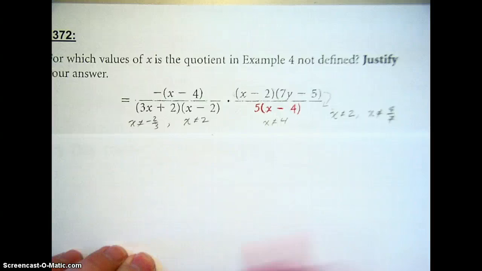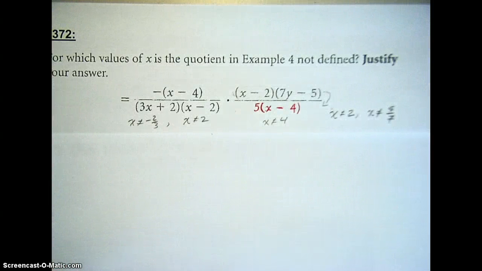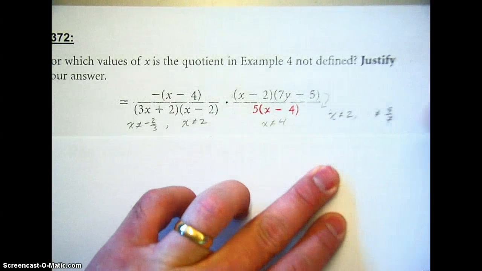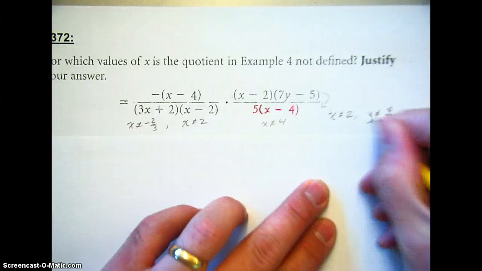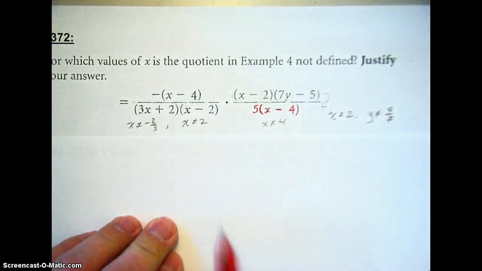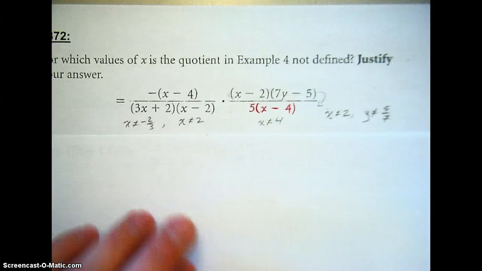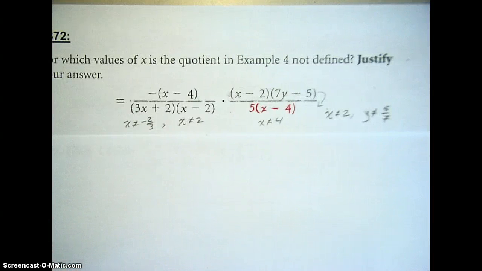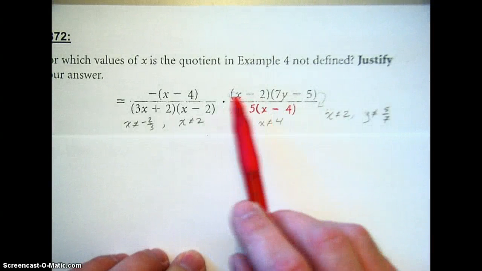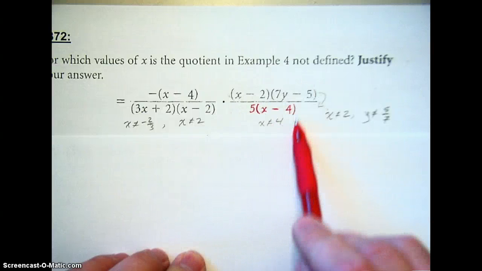So on number 8, you have the multiplication. Sorry, good call. y cannot equal 5/7. Okay, let's do some canceling. Right, but when you divide, you flip it, right?